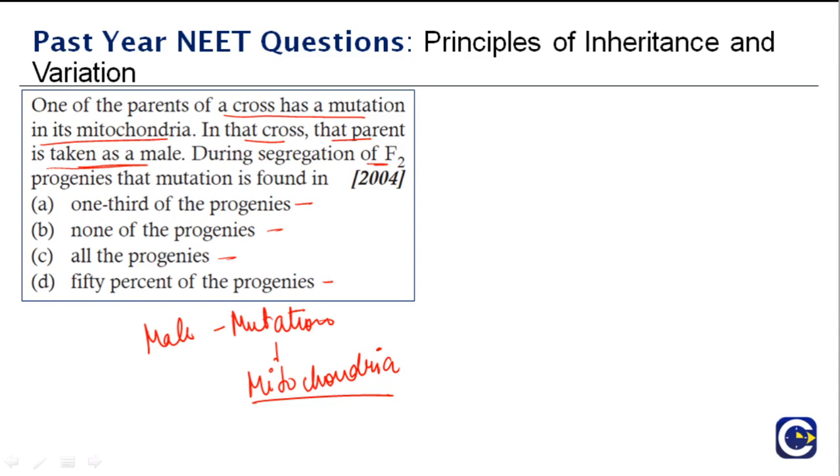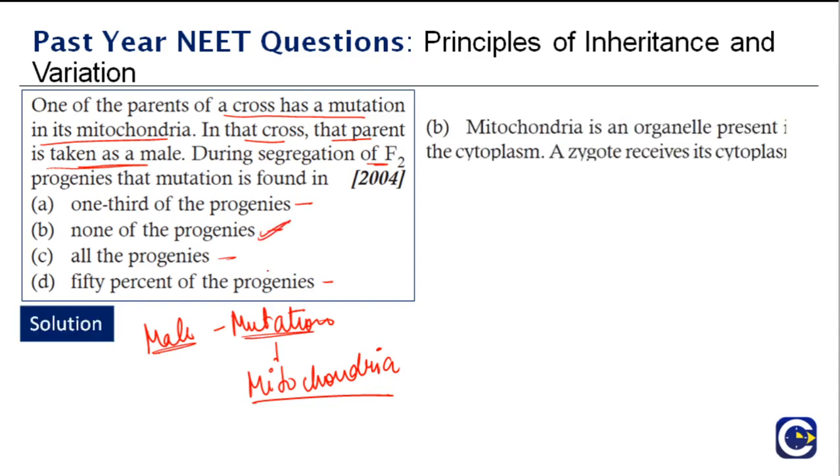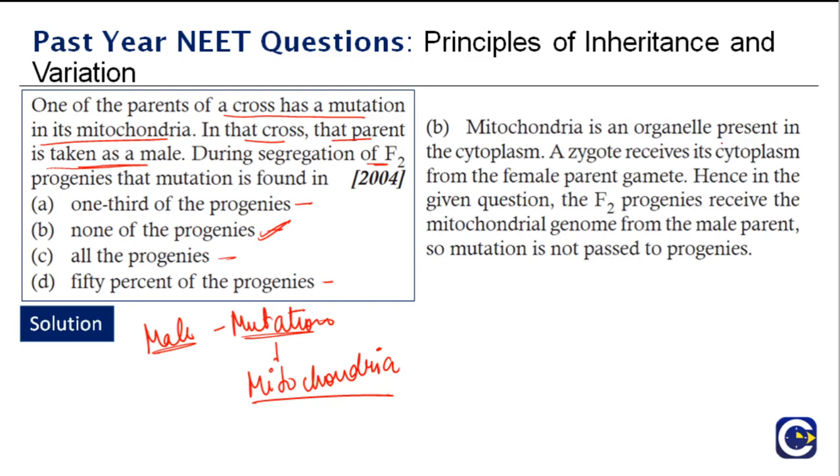So what is the cytoplasm in the progeny? The cytoplasm in the progeny is always from the mother. So the mother always gives the mitochondria to the progeny. And since there is a mutation in the mitochondria in the male, none of the progenies will have that particular mutation. Mitochondria is an organelle present in the cytoplasm. A zygote receives its cytoplasm from the female parent gamete. Hence, the mutation is not passed to the progeny.